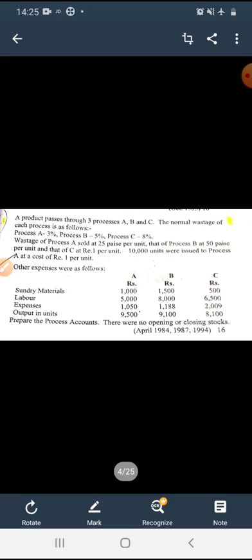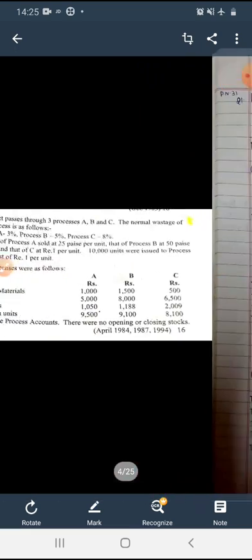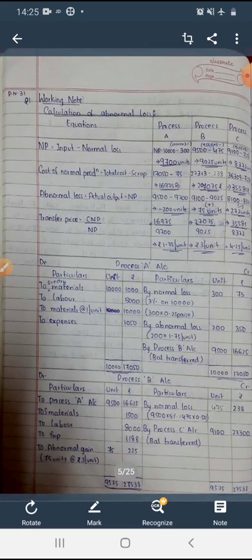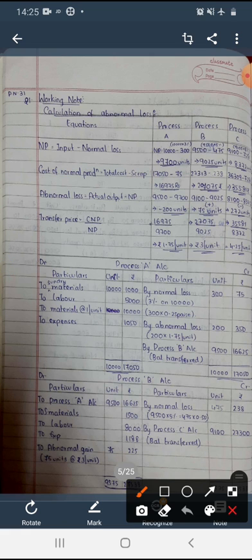See, first what we have to prepare is the calculation of abnormal loss, which means we have to prepare one chart, right? First under the chart, what is the first thing? We have to prepare the normal production. How much is the normal production? Input minus normal loss. Okay, first we will prepare for process A, one by one. Process A, input minus normal loss.